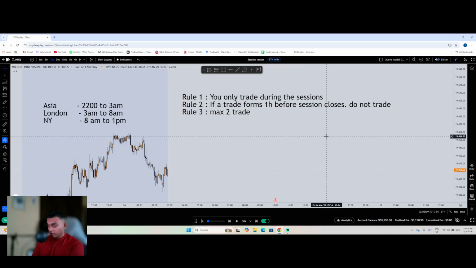Only max 2 trades. So if you're gonna take London and New York, I know some of you do that, try to only trade 1 trade on London, 1 trade on New York. But if let's say you're just gonna trade London or you're only gonna trade New York, then that's fine by it. You can just take 2 trades, right?